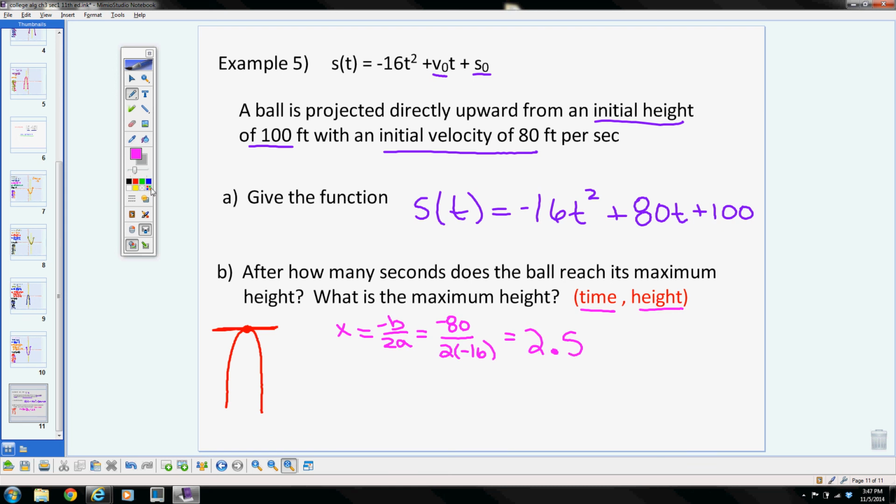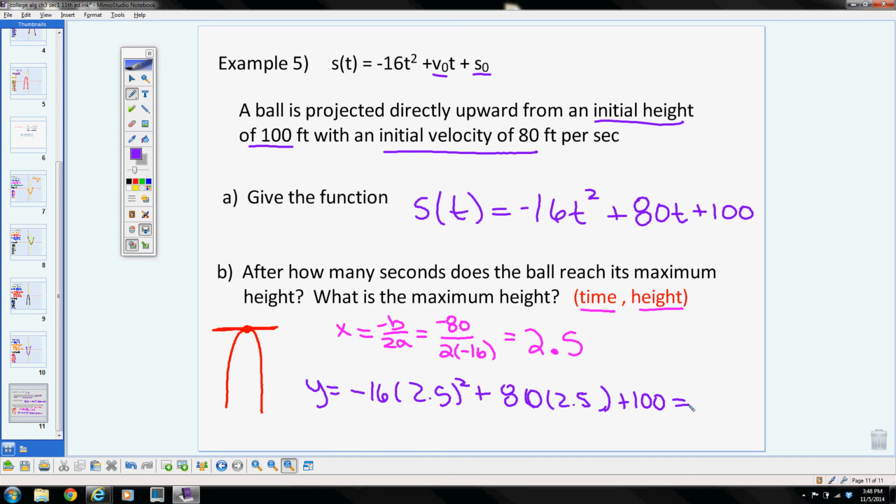Now let's figure out what is the maximum height. To do that, it's like doing your y value on your vertex. You take the 2.5, you plug it back into the original equation, and this will give me my y value, which is my height. So it's going to be negative 16 times 2.5 squared plus 80 times 2.5 and then we're going to have plus 100. When you plug that in, you end up with 200.